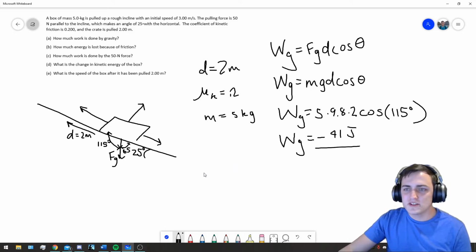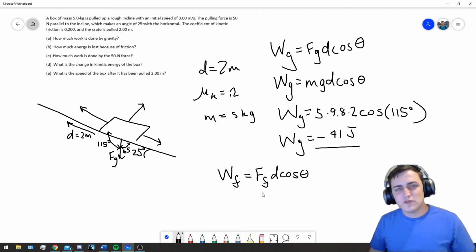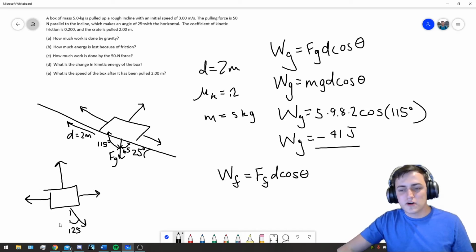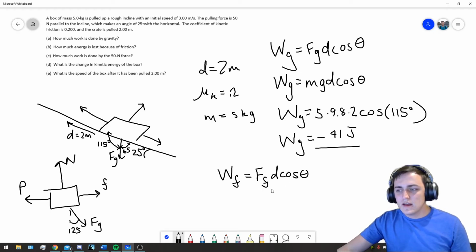Then we have how much energy is lost because of friction. When we look at the work because of friction, it is the force of friction times displacement times cosine theta. And you can set up your net force equations. All right, we're going to do a free body diagram. We're going to pick our new x and y coordinate axes for our free body diagram. This is the force of gravity. This is friction. This is the normal force. This is the push. You can set up your net force equations and solve for the force of friction. And I will leave that to you guys.